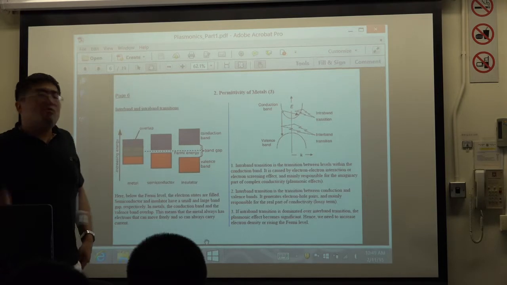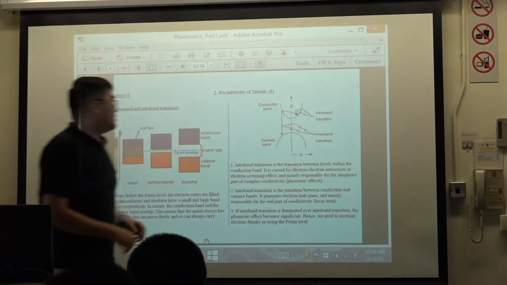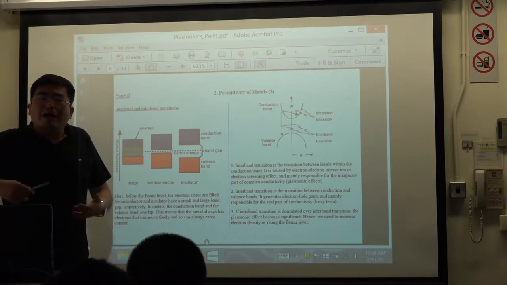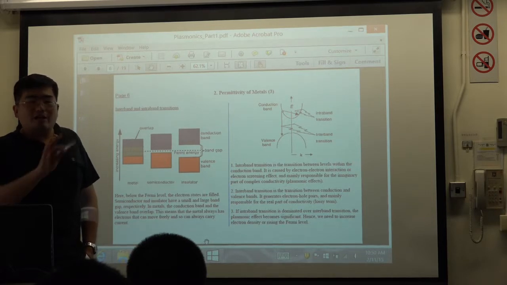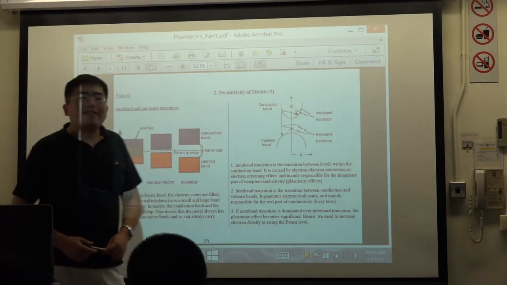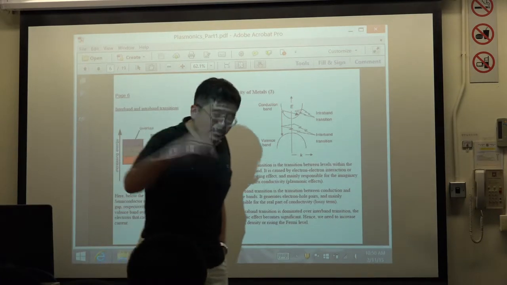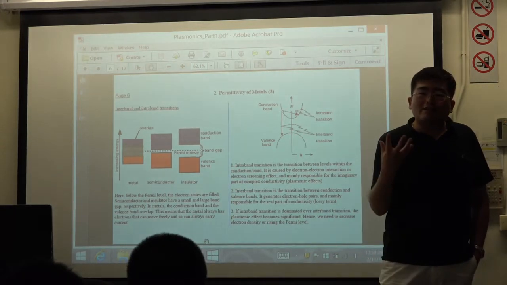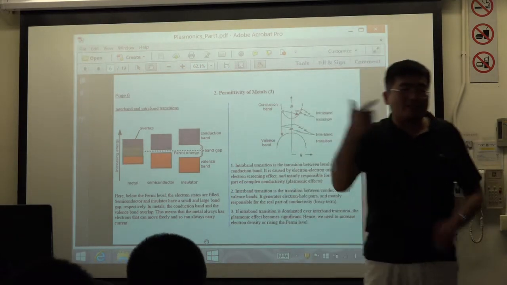How to generate the plasmonic effect? If intraband transition is dominant over interband transition, the plasmonic effect becomes significant. This is the key. If intraband dominates interband, the plasmonic effect becomes significant. The loss cannot be too large. So we need to increase the electron density or raise the Fermi level. Why do metals like silver and gold have a plasmonic effect in the visible light regime? Because the electron density is very high, so the intraband transition or electron screening effect becomes very significant.